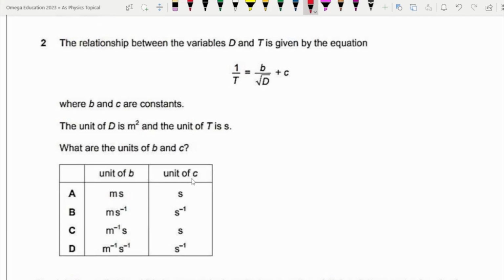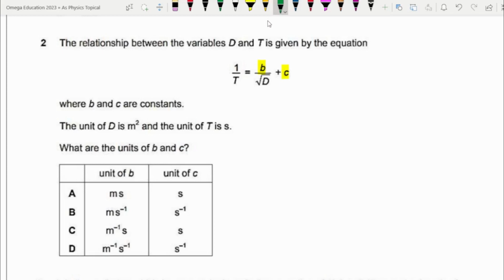Slightly advanced question, not too advanced, especially for the ones who are just starting off with this syllabus. So here we are given an equation and we are told that B and C are constant. So these are constants, but they are not unitless constants. They are not constant numbers. These are some constant quantities. So the unit of D is meter square and the unit of capital T is second, given in the question.